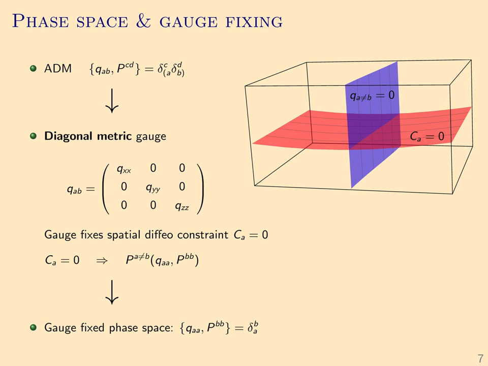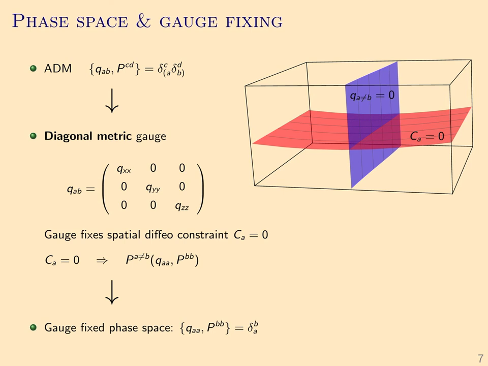And what we then have to do, according to the standard procedure of how such a gauge fixing is done, we take C_A equal to 0, and from it we extract an expression for the off-diagonal components of P in terms of the diagonal components of Q and P. So what we do is we solve the spatial diffeomorphism constraint, and by this we find some expression of P^{a}_{b} in terms of the reduced variables. And the reduced variables on this gauge-fixed phase space, they are just the diagonal components of the metric and the diagonal components of the momentum P, and they retain their canonical bracket.